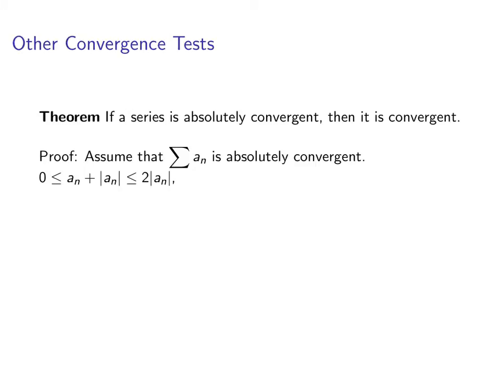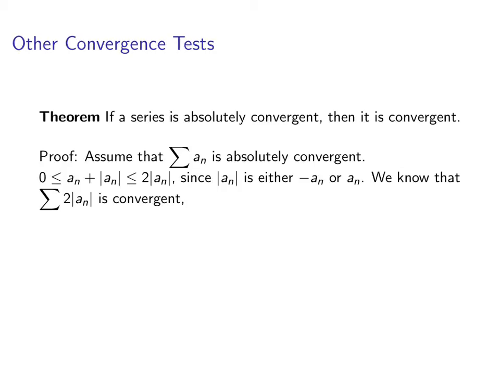Now, we know that a sub n plus absolute value of a sub n is bigger than or equal to 0, but less than or equal to 2 times absolute value of a sub n. And this is true because absolute value of a sub n is equal to either negative a sub n or positive a sub n.